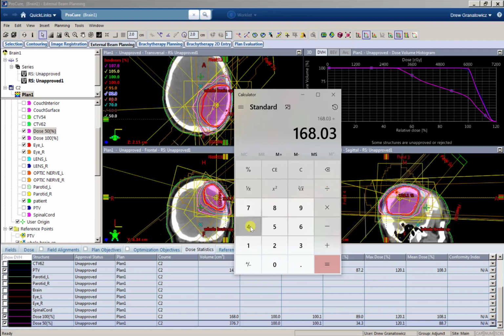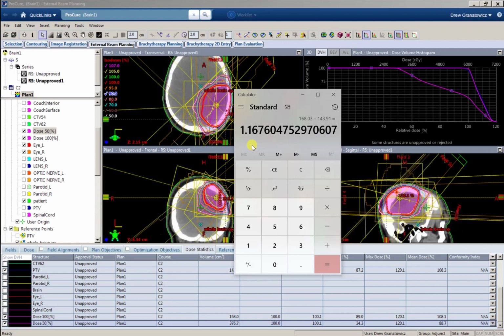168.03 divided by 143.91. So our 100% line, 100% volume divided by our PTV volume equals 1.167. So 1.17 is our conformity index. Generally, for a 3D plan, anything less than 1.2 is pretty good. You can't really complain about a conformity index less than 1.2 for a 3D plan.